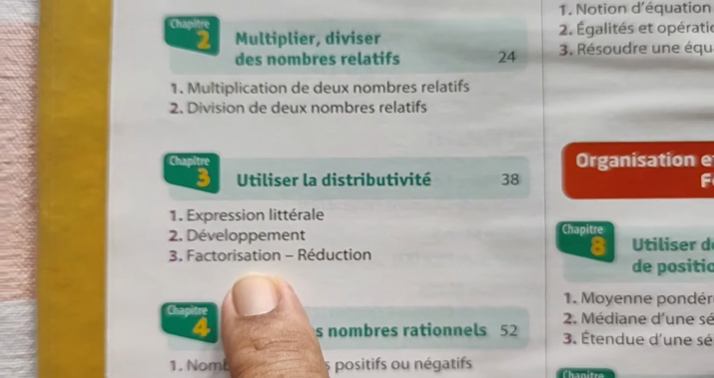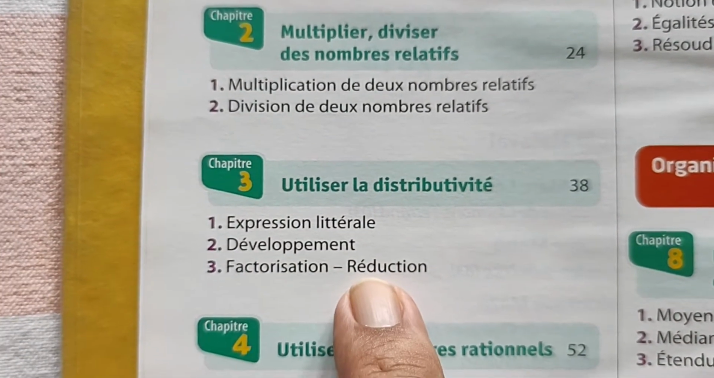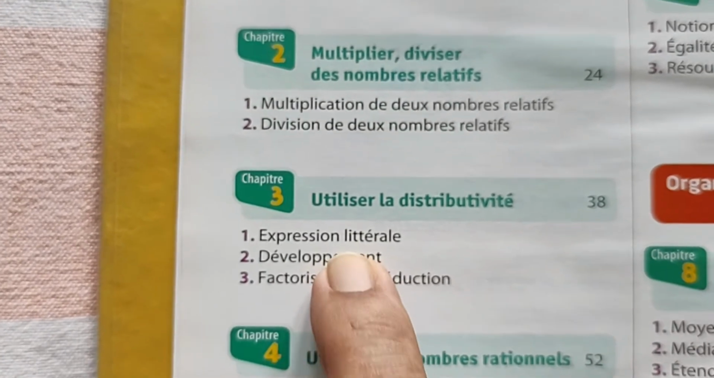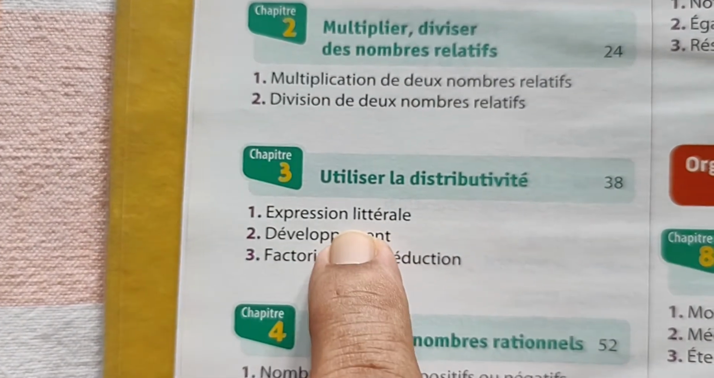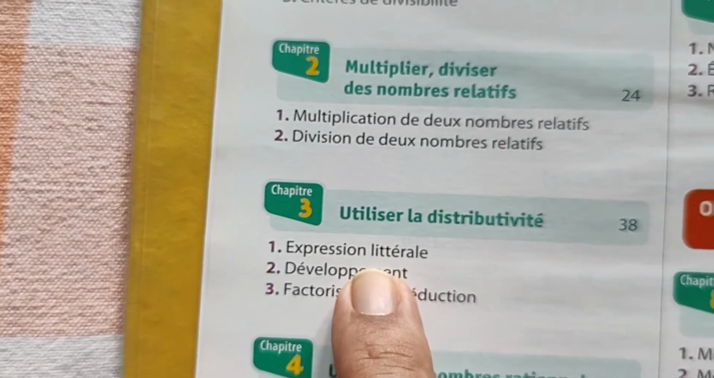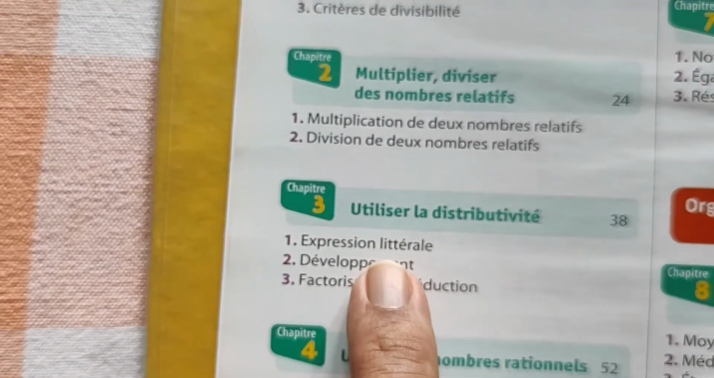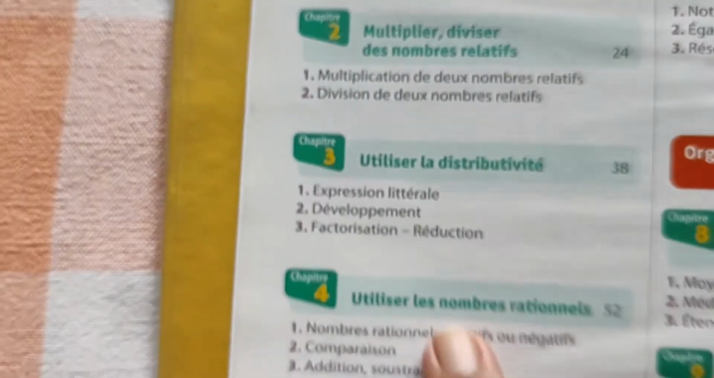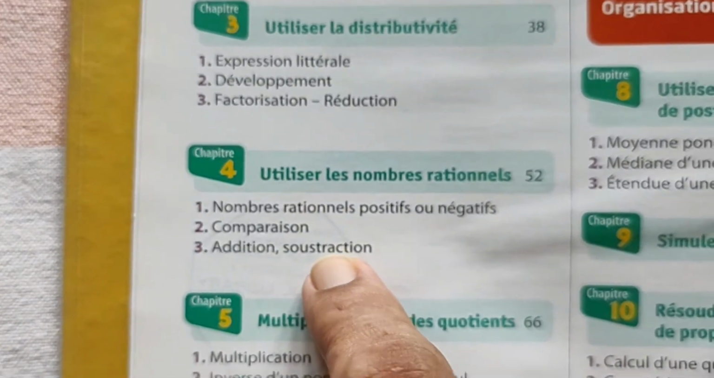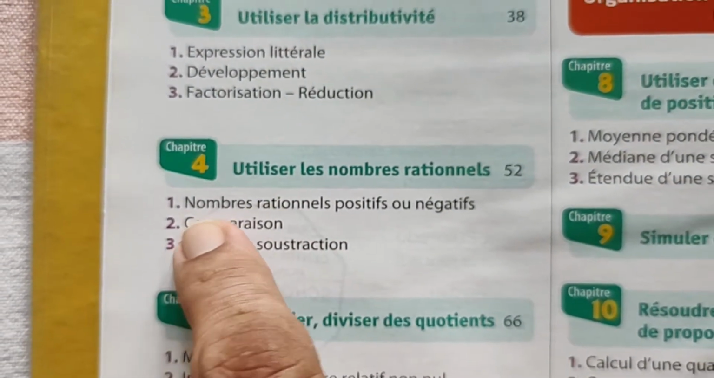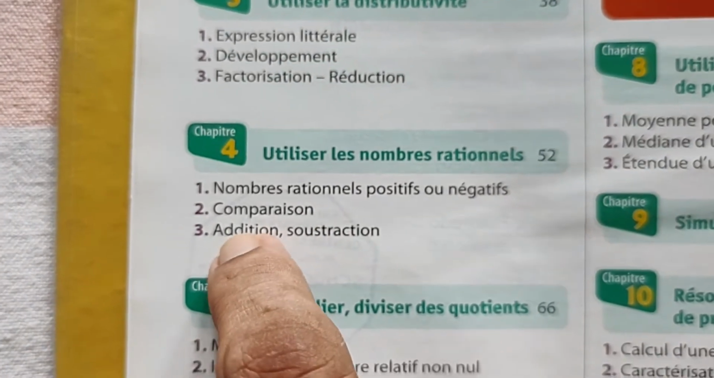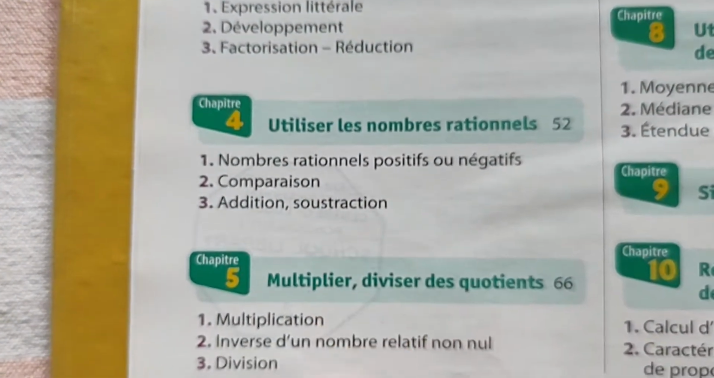Then we talked about utiliser la distributivité. Here basically what we learned was to do factorization and then reduction. Expression littérale, that was the first introduction of that. That means using letters instead of actual numbers. The letters represent numbers. Then we came to utiliser les nombres rationnels, where we defined what they were, to compare them, add and subtract them.